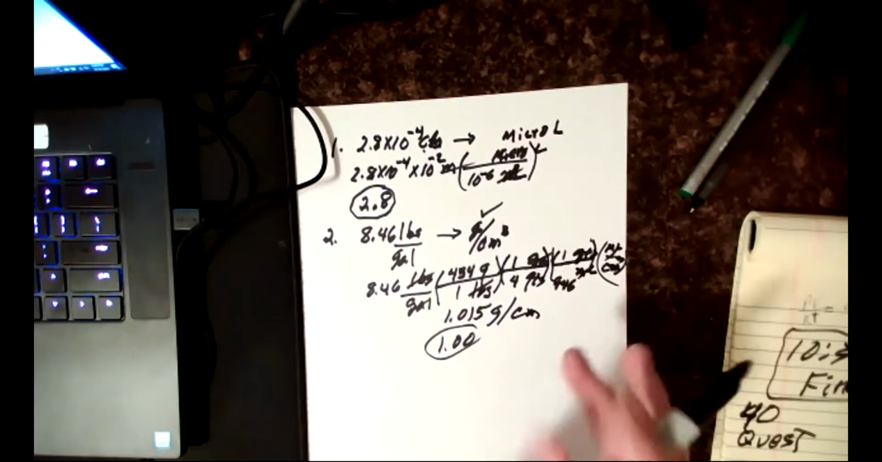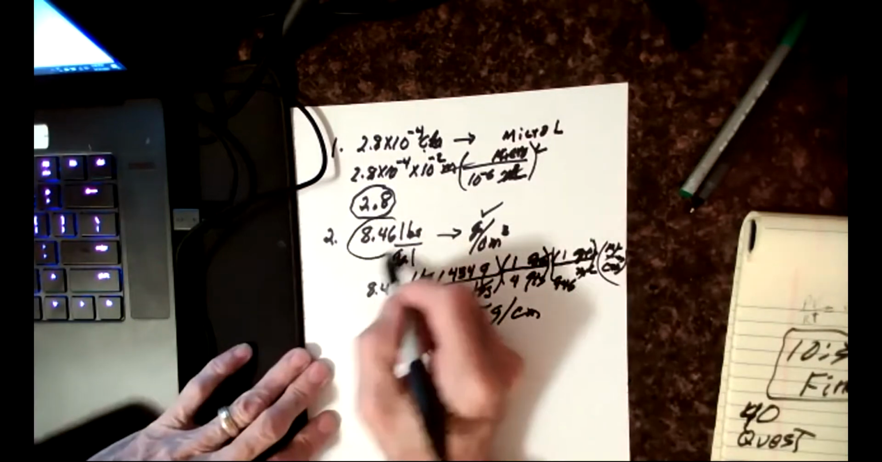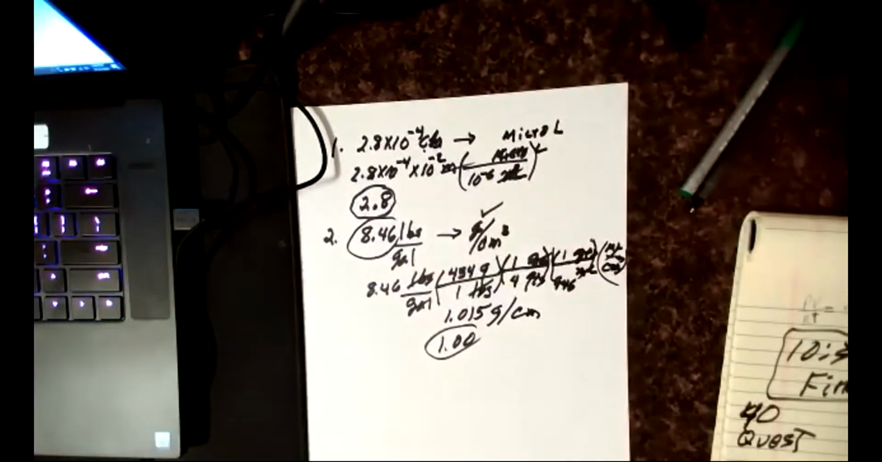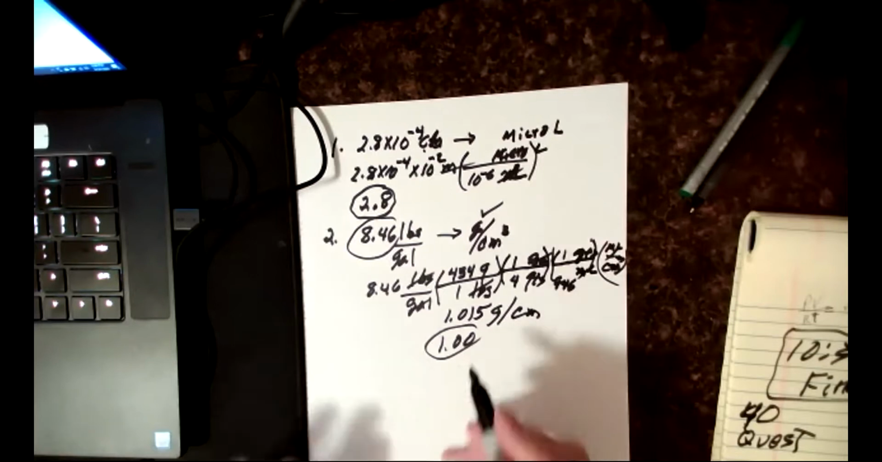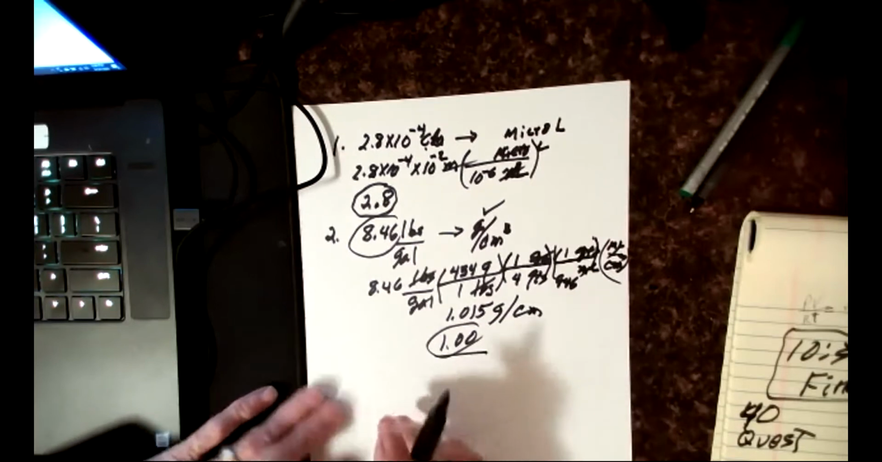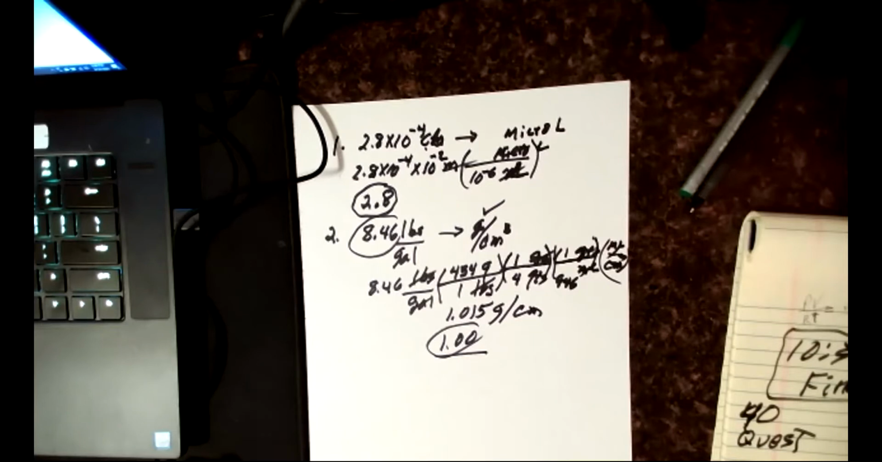I knew when I started out that I need to get about 1, because I recognize that 8.46 pounds per gallon to be the density of water. And that's what we came out with, was 1. So that was a good exercise.